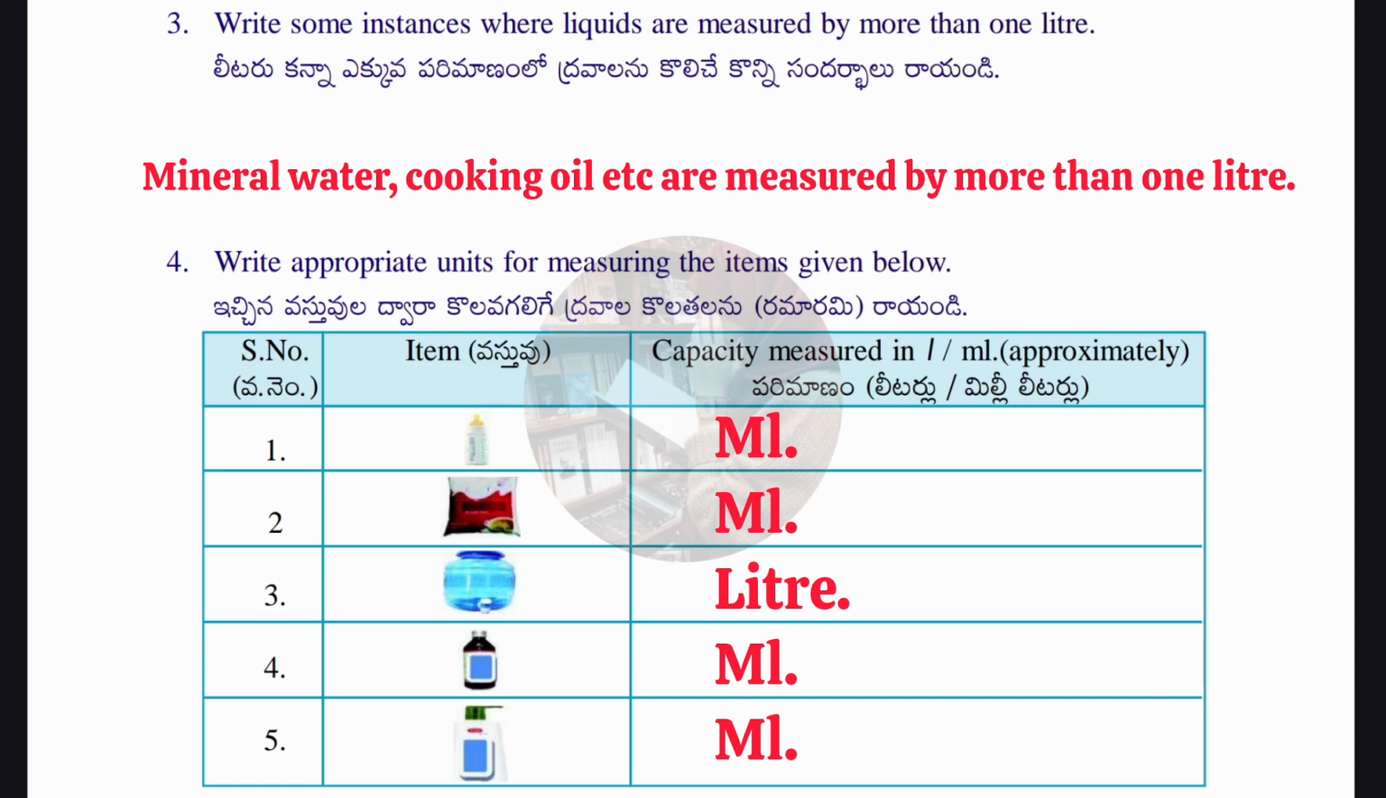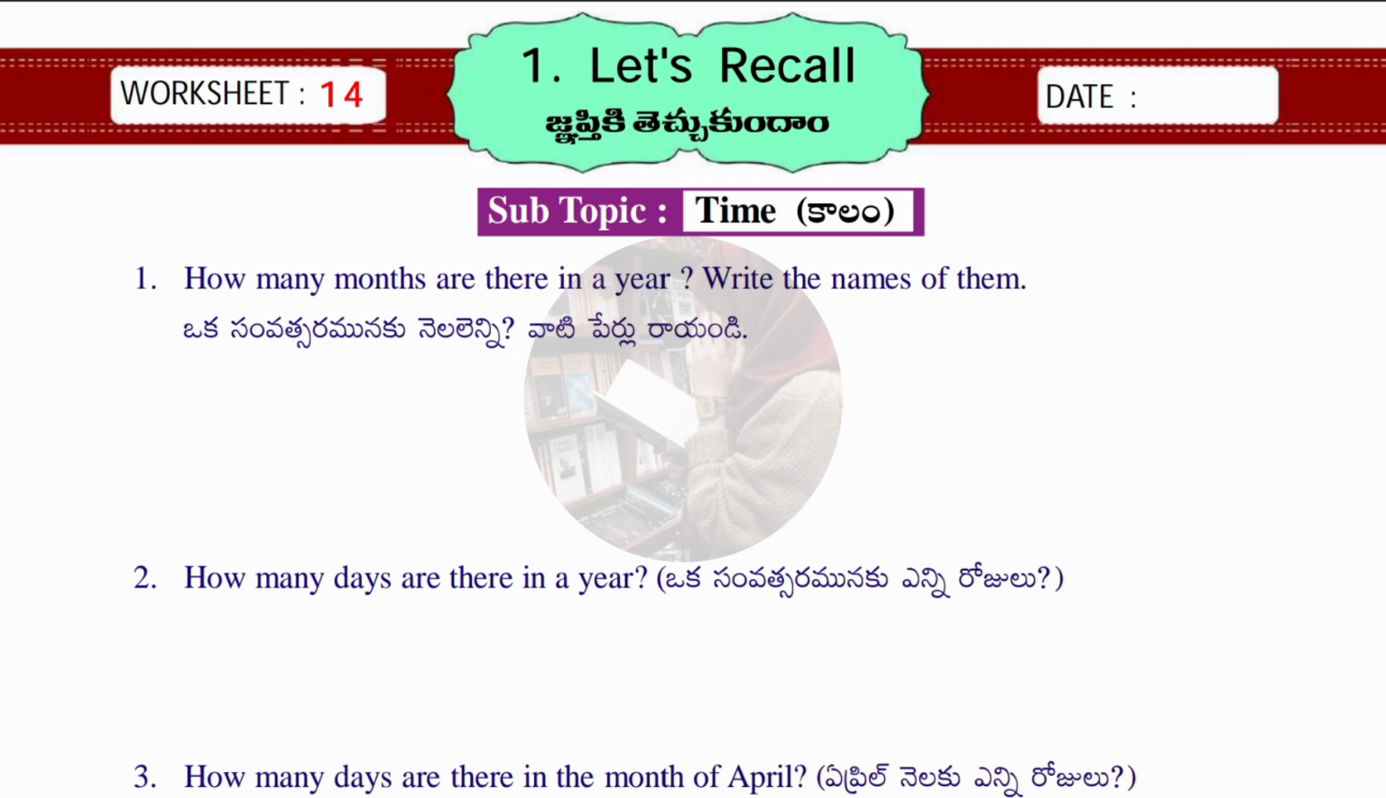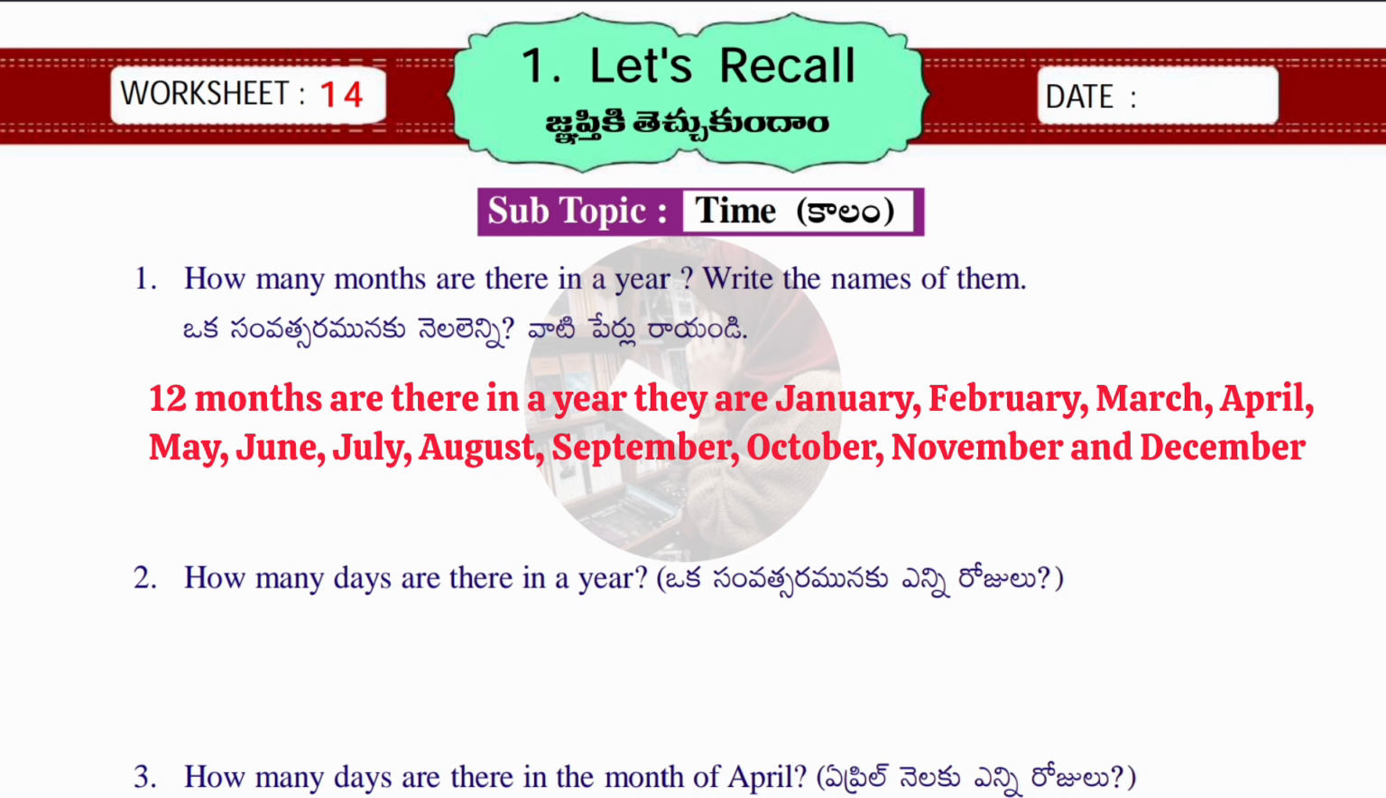Now let's move on to the next worksheet, which is worksheet number 14. Here the topic is time. Let's see. The first question is: how many months are there in a year? Write the names of them. The answer is we have 12 months in a year. They are January, February, March, April, May, June, July, August, September, October, November and December.